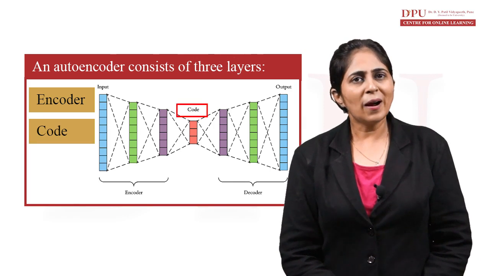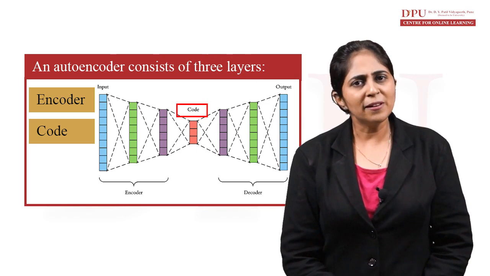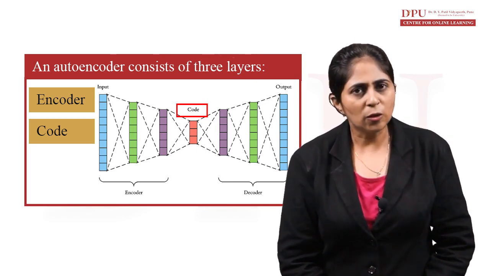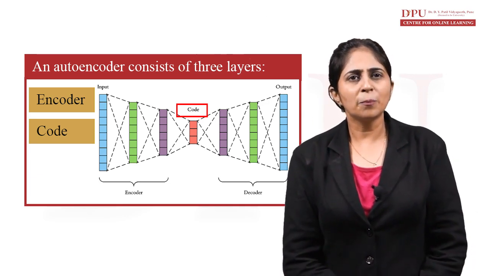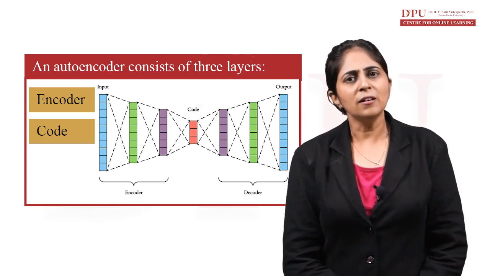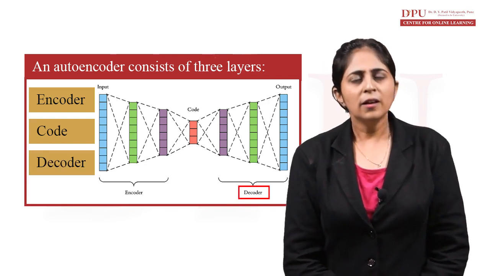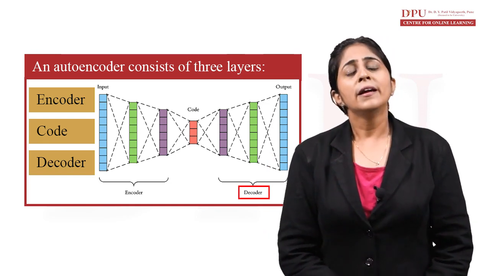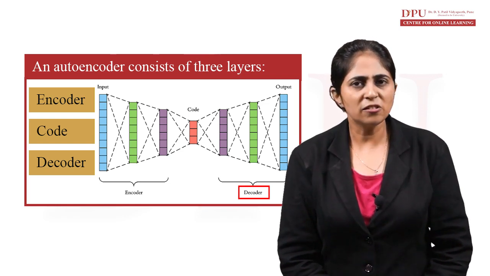Now we have the middle part, that is the code. This part of the network represents the compressed input which is fed to the decoder. What is the code part representing? It is representing the compressed input which is fed further to the decoder. Last we have the decoder. The decoder performs just the reverse operation of the encoder. It decodes the encoded image back to the original dimension.